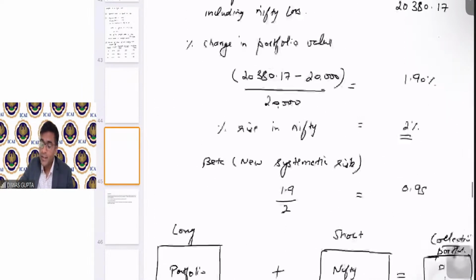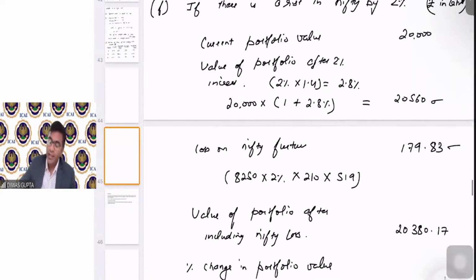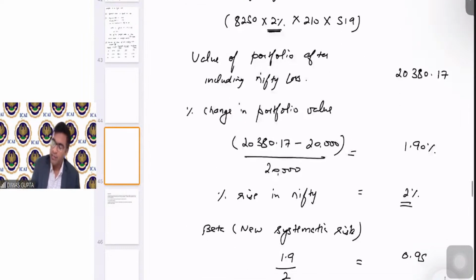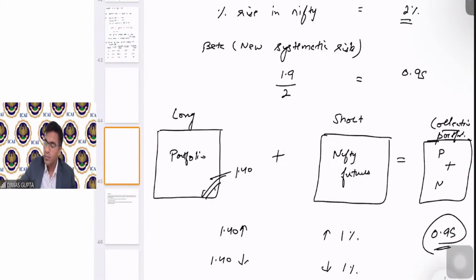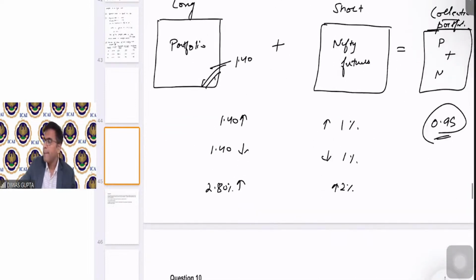So hence here, Tanisha, we have not taken 2.8. We have taken 2% only because Nifty, while we see it as a standalone instrument, if it is going up by 2%, the value loss or value gain will also be equivalent to 2%. Similarly, value of portfolio we have taken at 1.4 times of 2% because the beta of this portfolio is this much. But overall collective value is coming at 0.95. Okay, students. I hope this is clear.